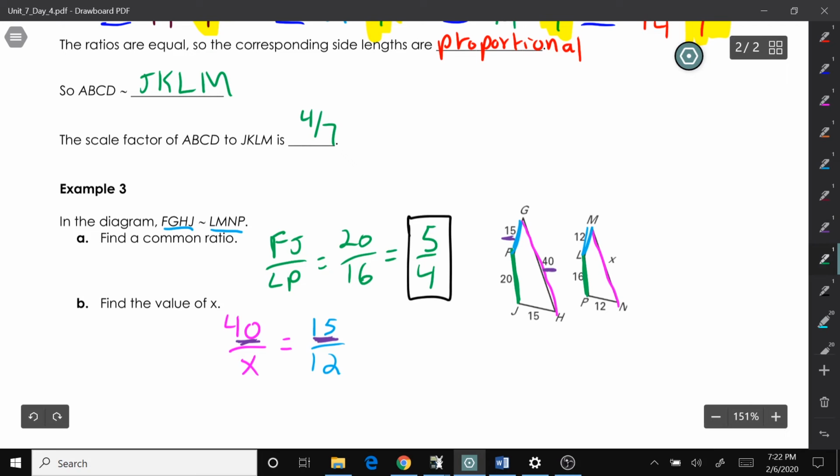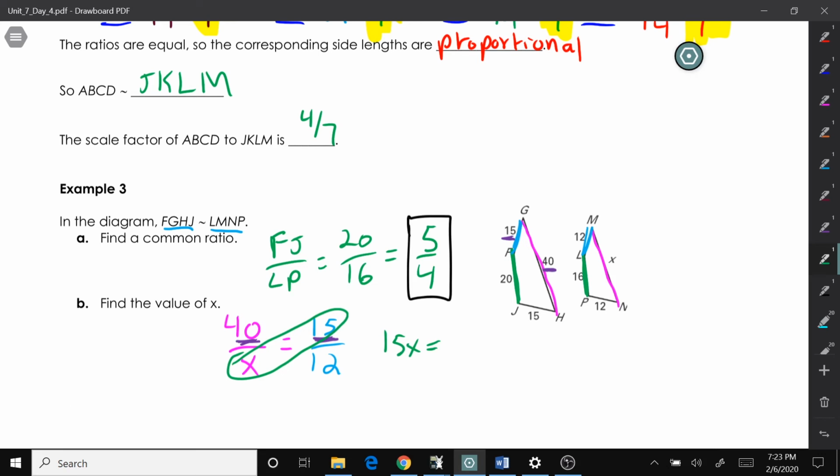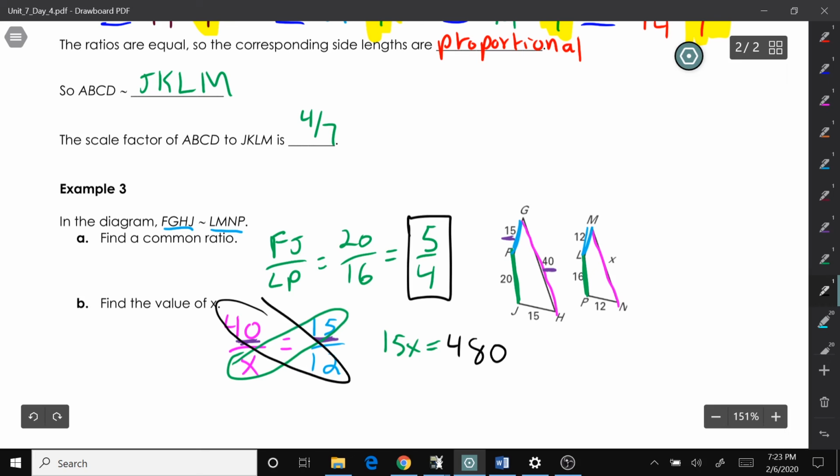So then we will cross multiply this, and when we cross multiply, we get 15x equals 40 times 12 is 480. And then when we divide both sides by 15, we get 32. And that is our answer.